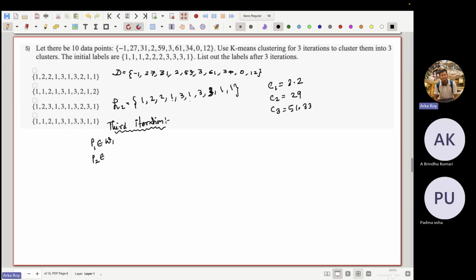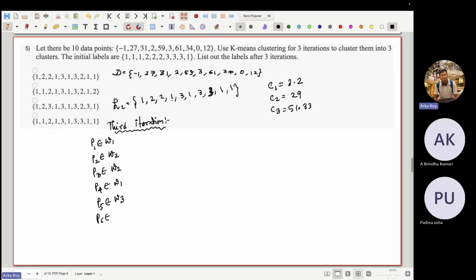P2 is 27 and this is closer to C2. So this is omega 2. P3 is 31. So again 31 is closer to 29. So omega 2. P4 is 2, which is near about your omega 1. Then you have P5. So P5 is 59. So obviously it is near to C3. So omega 3.